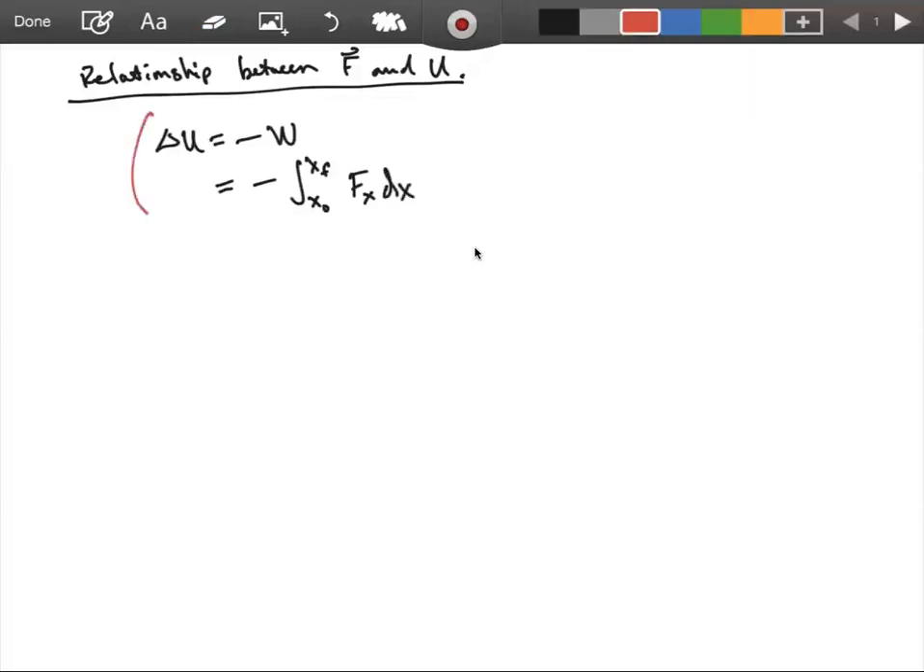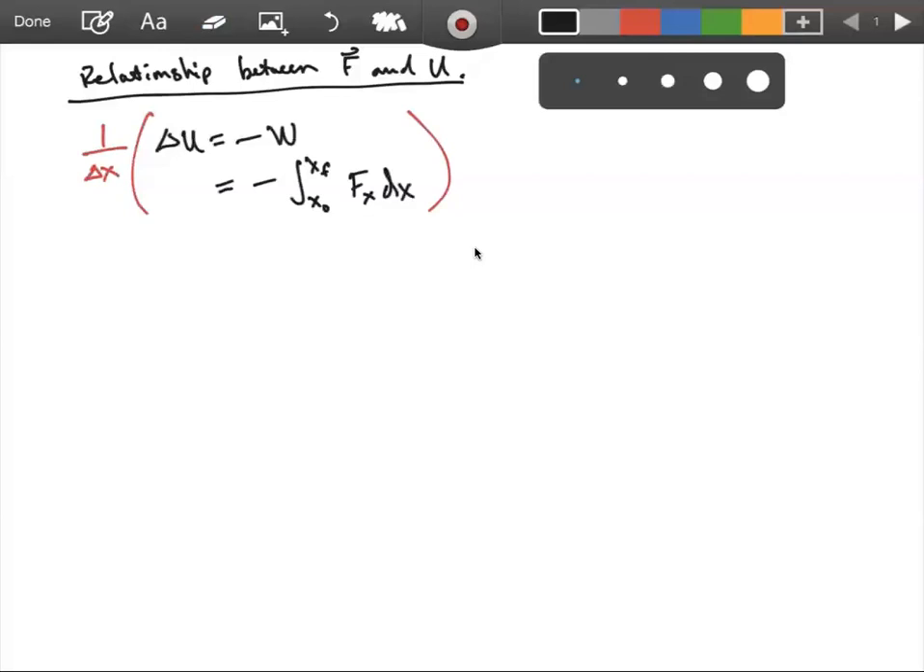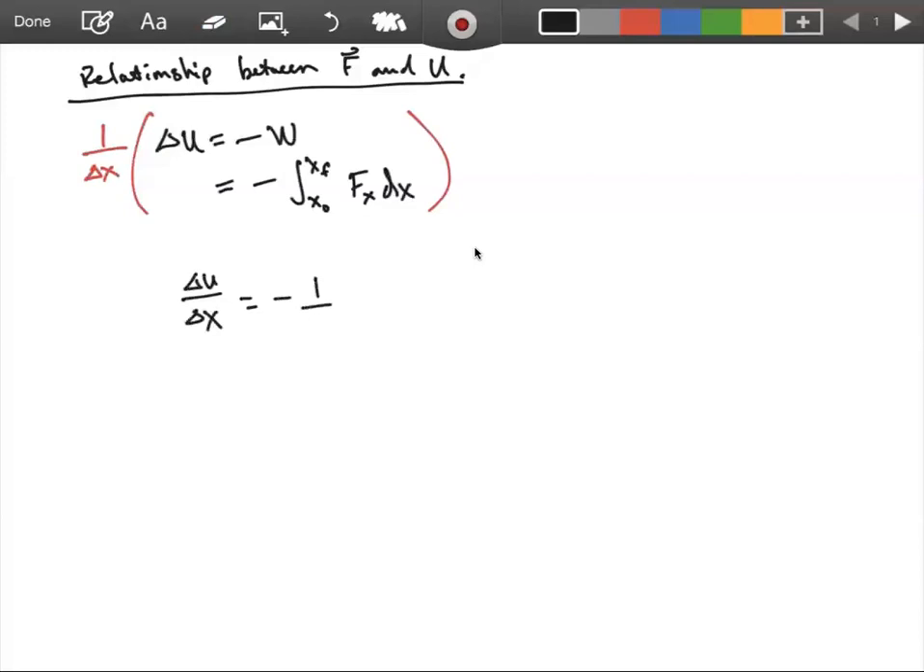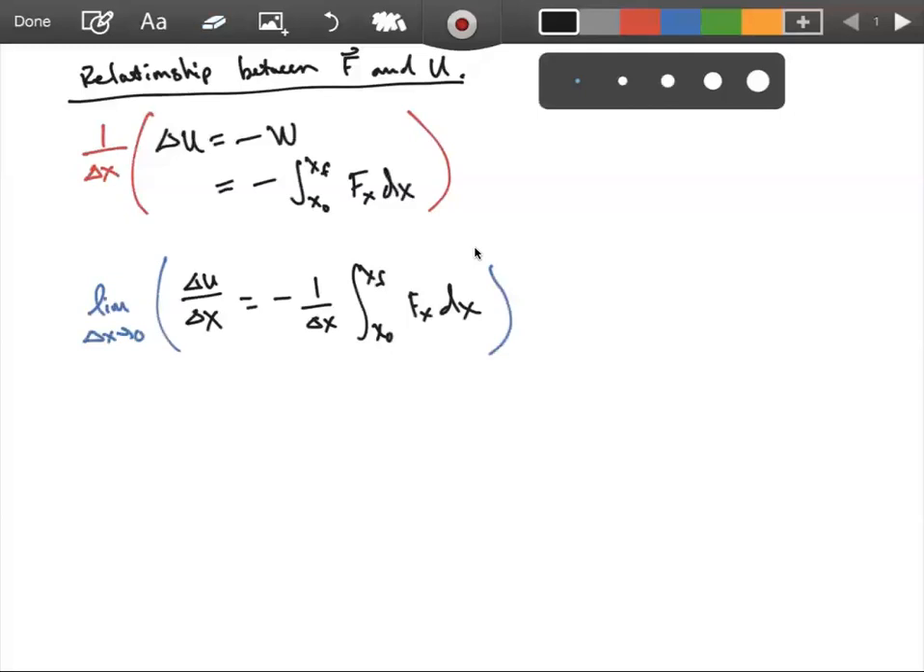In this case, what I'm going to do is take both of these and divide by delta x. So the left-hand side is going to be delta U divided by delta x, which is equal to minus 1 over delta x, integral from x initial to x final of the x component of the force integrated over the displacement. Now, from here, I'm going to take the limit of both sides as delta x goes to 0. Remember that according to calculus, the limit of delta U divided by delta x as delta x goes to 0 is simply equal to a derivative.